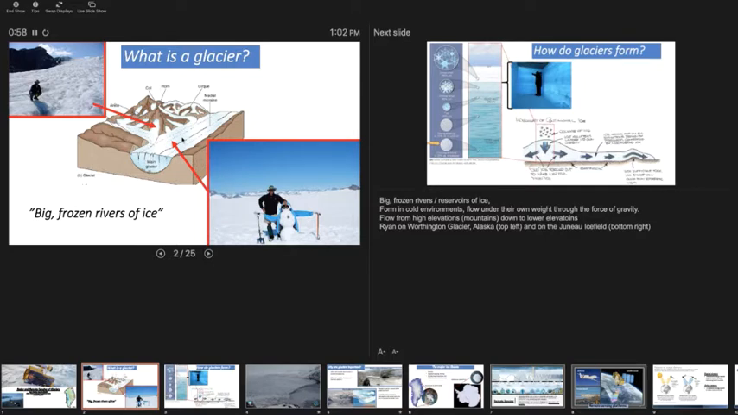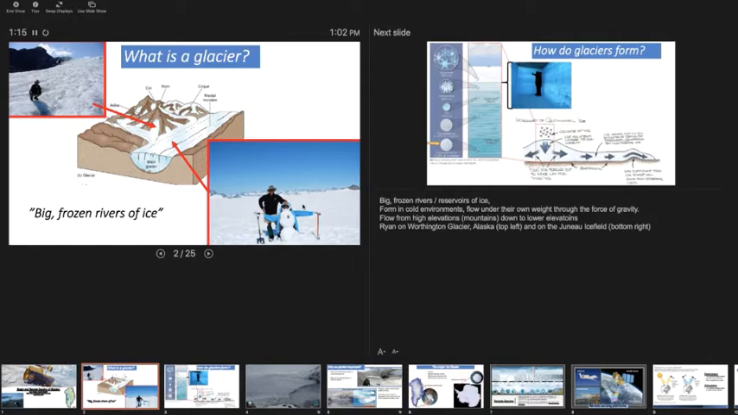And this is myself showing some images from the Worthington Glacier in Alaska, near the head wall of Worthington, and then another image from the Juneau Ice Field up in Alaska as well, so a much lower elevation area.